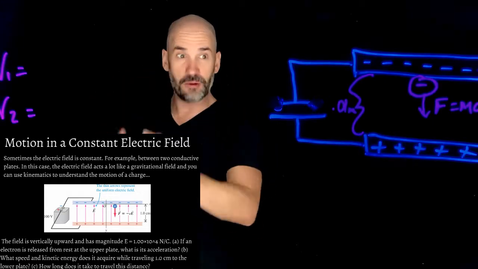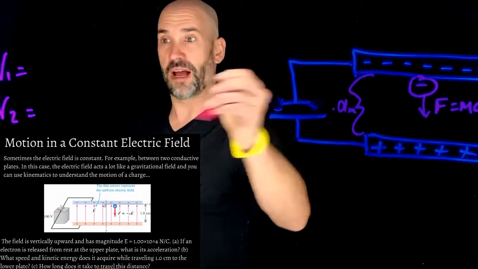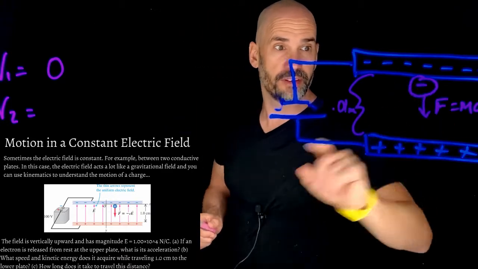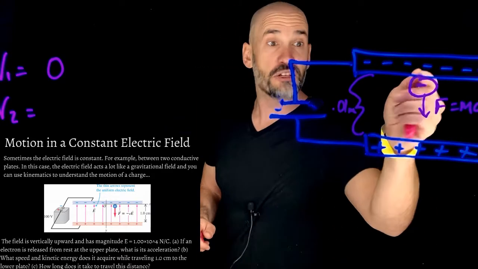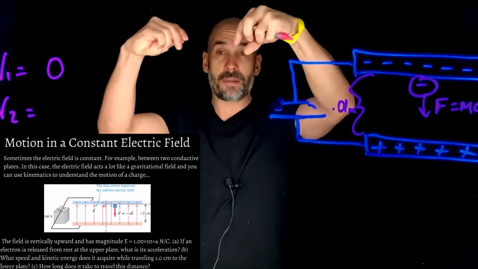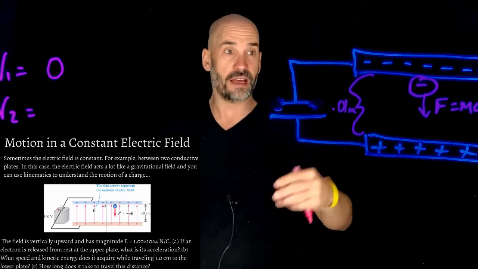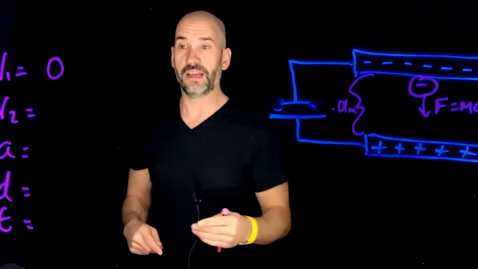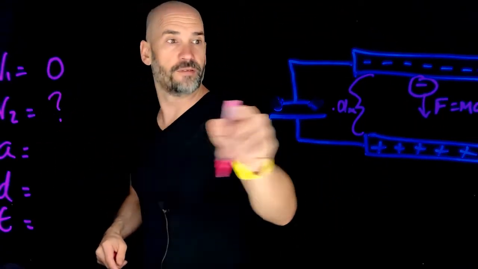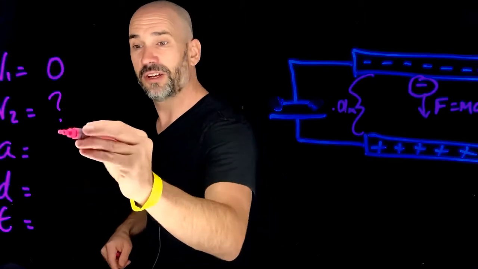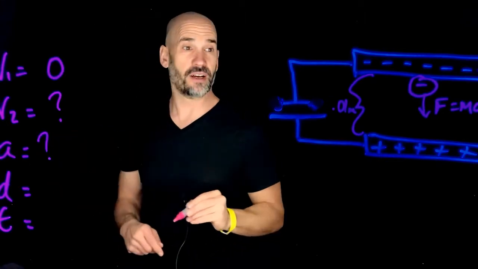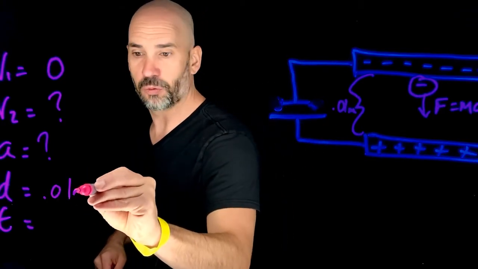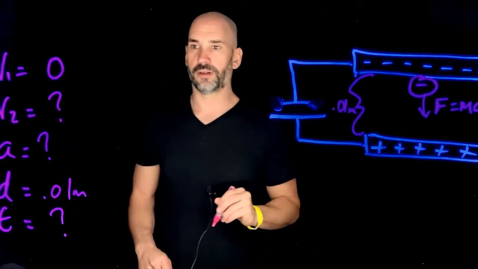Okay, so v1, we're releasing this from rest, right? And because there is this force, this electric force, just like if you drop something, gravity pulls a mass down, electric force is going to pull this charge down, okay? So you're going to get some velocity on the other side. What is our acceleration? We don't know that either because, well, we just don't, right? The distance we know, it's 0.01, and we also don't know how long it took, right?